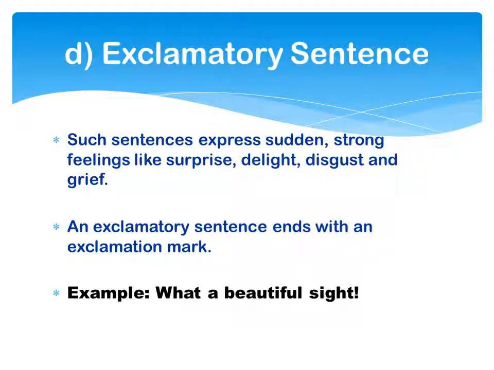Exclamatory sentence, that is the fourth type of sentence. Such sentences express sudden, strong feelings like surprise, delight, disgust, and grief. An exclamatory sentence ends with an exclamation mark. For example, what a beautiful sight. You can see that here at the end of the sentence we don't put a full stop or question mark, we put an exclamation mark in exclamatory sentences.